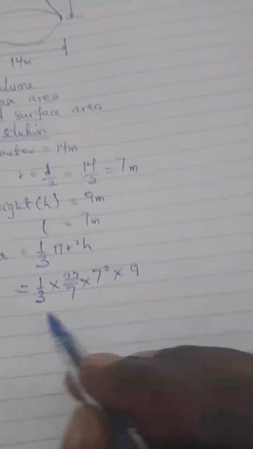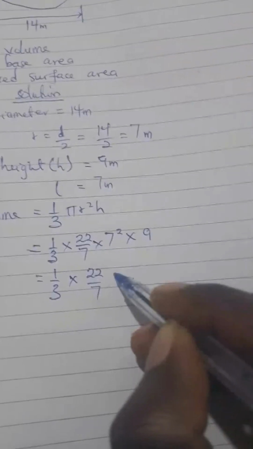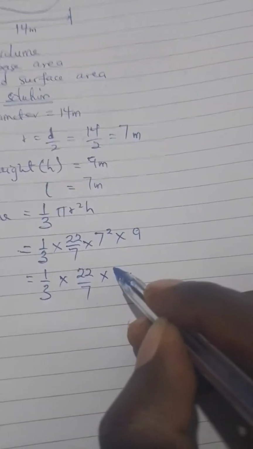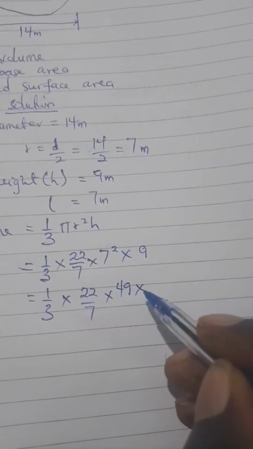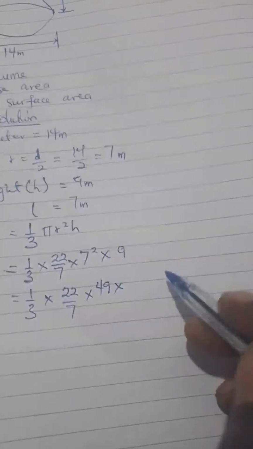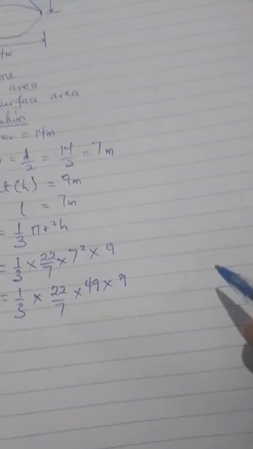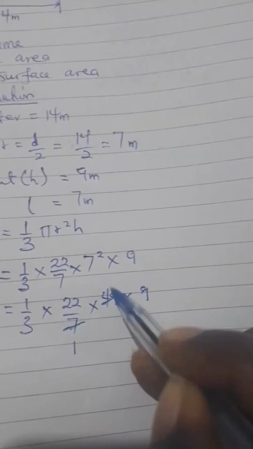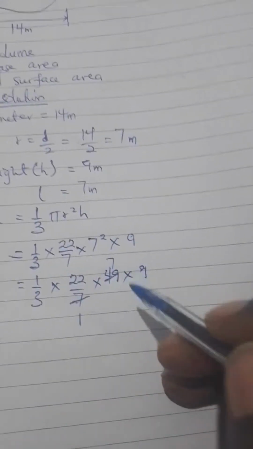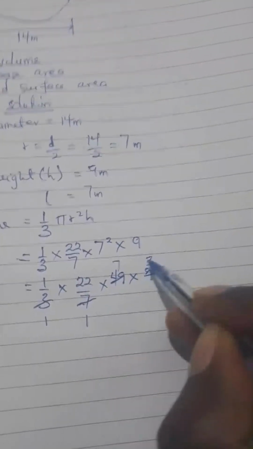So here we have 1 on 3 by 22 on 7. Then 7 squared, that will be 7 by 7, that's 49, by the 9. Good. Here 7 into itself 1, 7 goes into 49 seven times. Then 3 into itself 1, 3 goes into 9 three times.